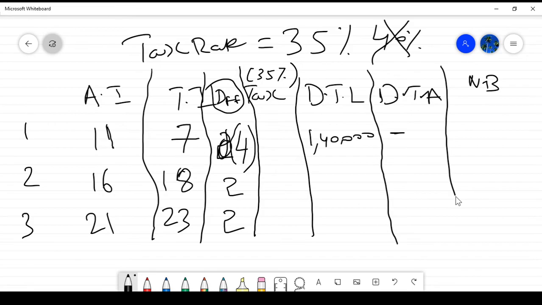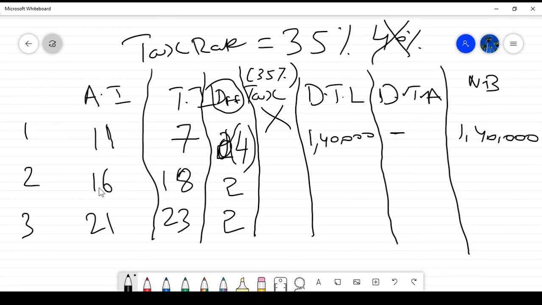Current tax we need not calculate. Current tax is not required. Only the deferred tax is required here. So net balance, how much? 1,40,000 deferred tax liability at the year end. Okay. Then what happens in the second year?